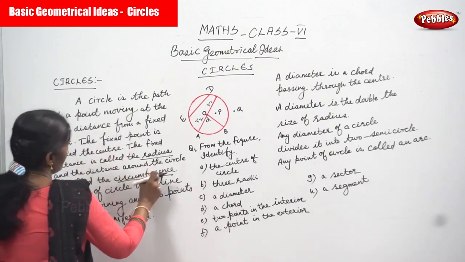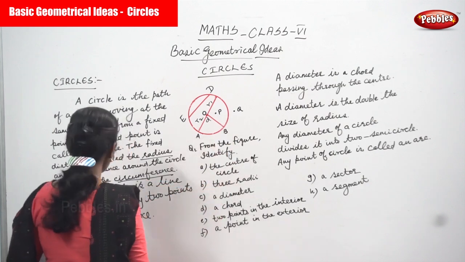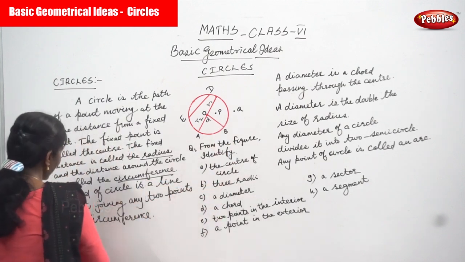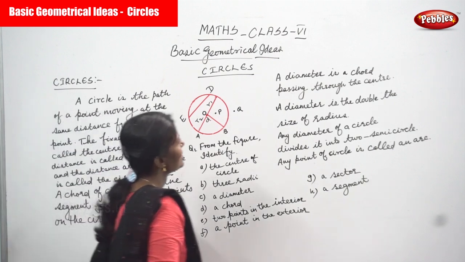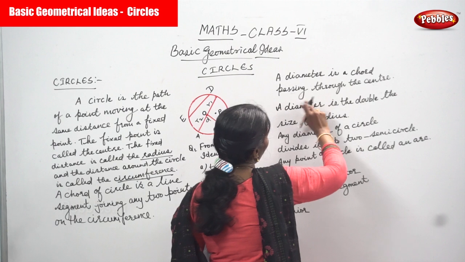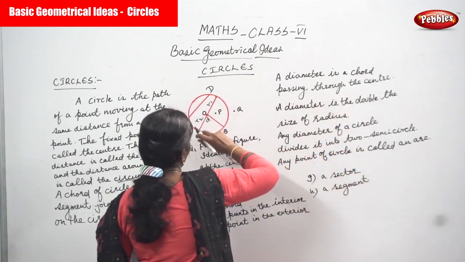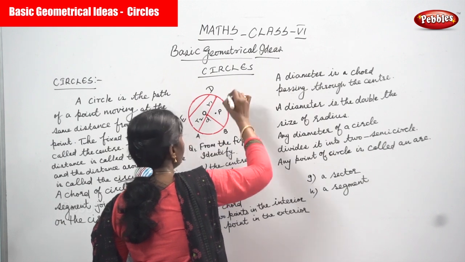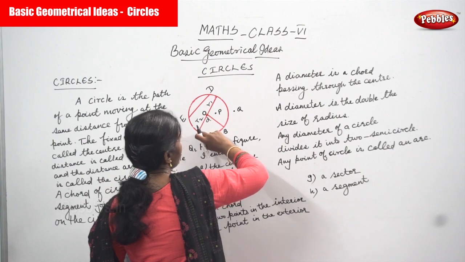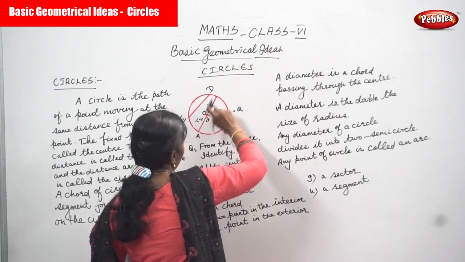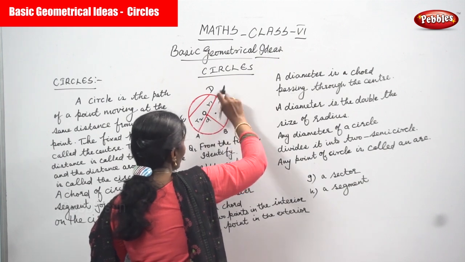The distance around the circle we can call the circumference. So a chord of a circle is a line segment joining any 2 points on the circumference. A diameter is a chord passing through the center. Diameter means, we can call this A, and this starts with A. A diameter is a chord passing through the center.